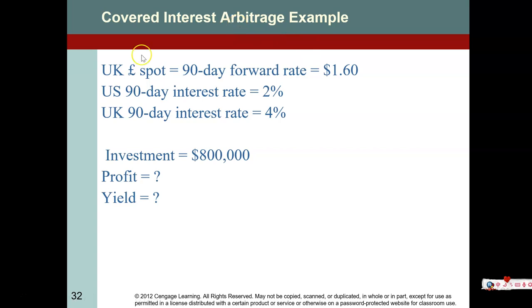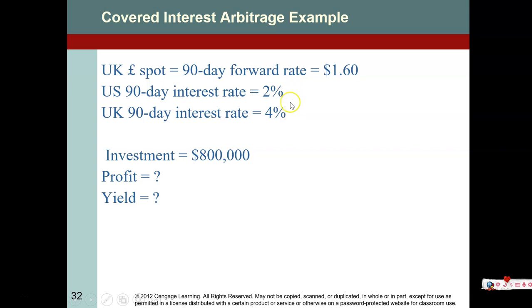For example, if we have the UK pound, the spot rate is equivalent to the 90-day forward rate, which is 1.6 US dollars, and the US 90-day interest rate is 2%. The UK 90-day interest rate is 4%. The investment amount is 800,000. What is the profit and what is the yield if we used covered interest arbitrage?